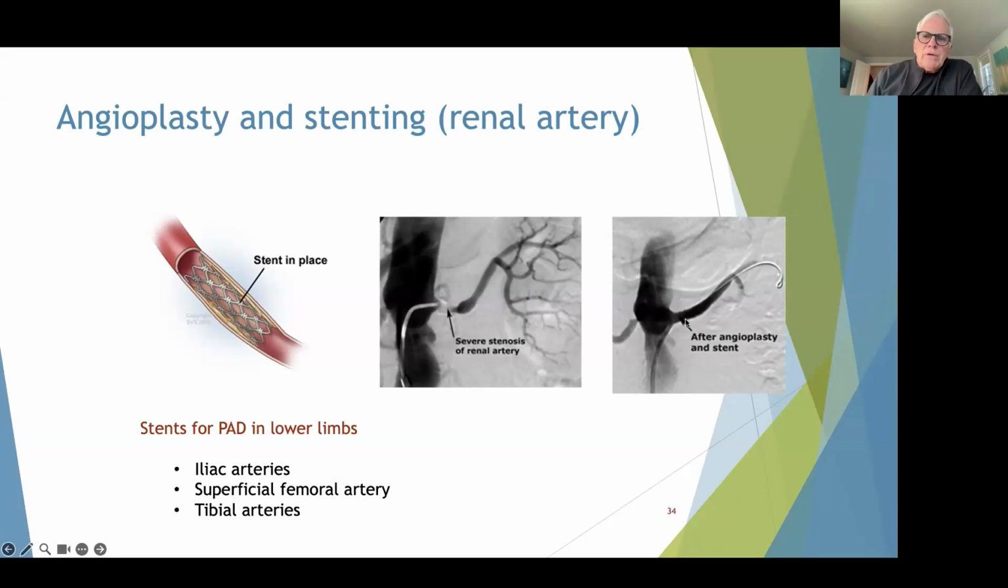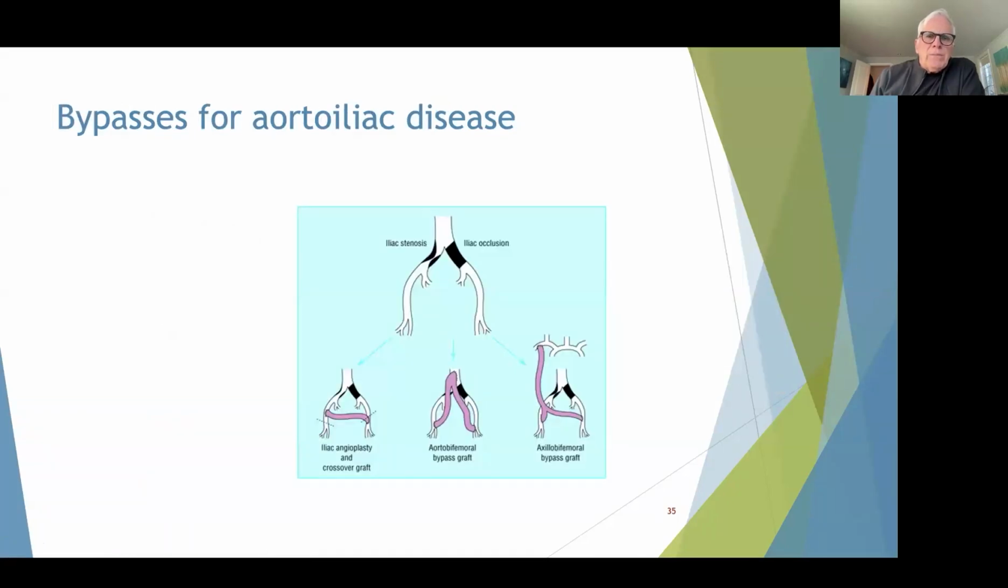But once you've got it in, here it is, you've got a great lumen. We use this in iliac arteries, superficial femoral arteries, tibial vessels, some of the mesenteric vessels, obviously, as well. But most of our use would be in these iliac, superficial femoral and tibial vessels. And then we can do bypass surgery in these patients to improve blood supply.